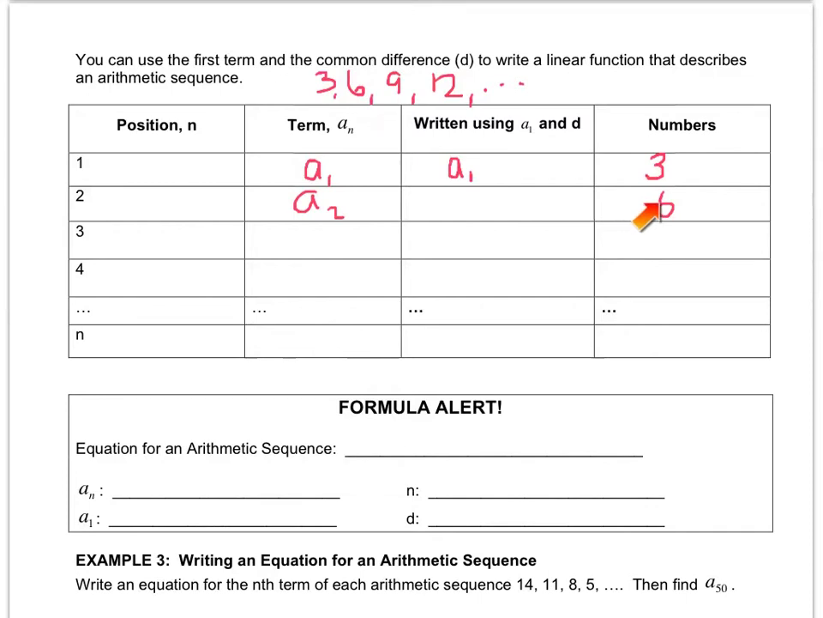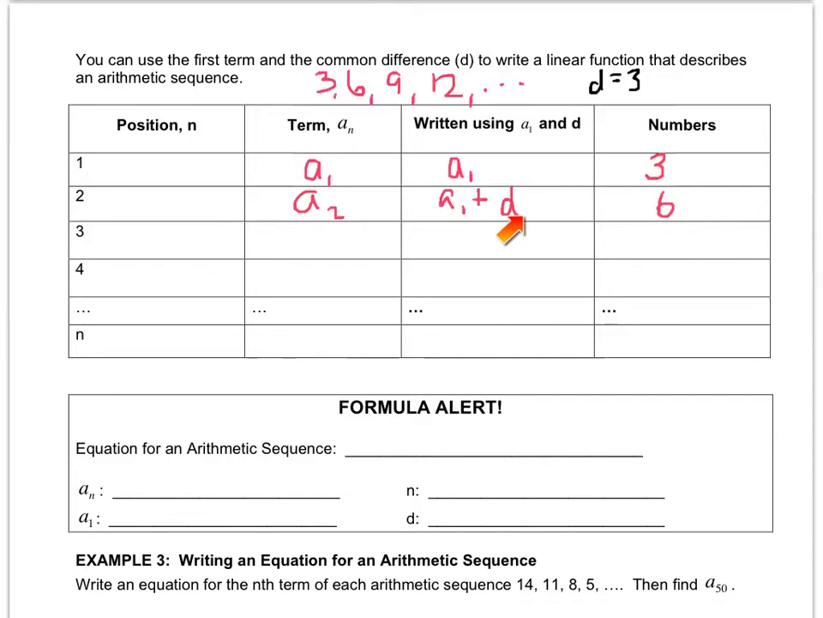So what they're asking me to do is write it using the first term and the common difference. So if you notice from my pattern, it's the first term plus the difference. The difference is adding 3 every time. I'll just write that to the side. D equals 3 because every time I'm adding 3. So this is the first term plus 3, the difference.